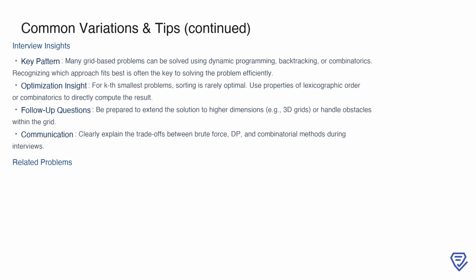Understanding the underlying patterns in grid-based problems is vital for tackling variations in this type of question. Many of these problems can be solved using approaches like dynamic programming, backtracking, or combinatorics. Recognizing which method aligns with the problem's requirements is often the key to solving it efficiently. For kth smallest path problems specifically, sorting the paths is rarely optimal. Instead, leveraging lexicographic order or combinatorial properties allows for direct computation of the result.